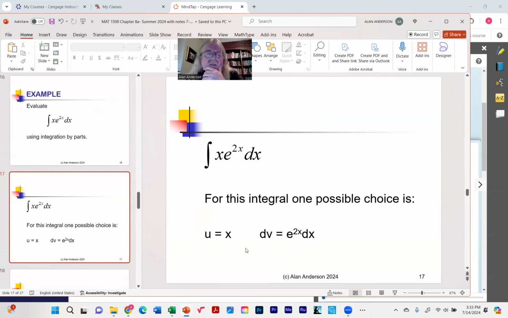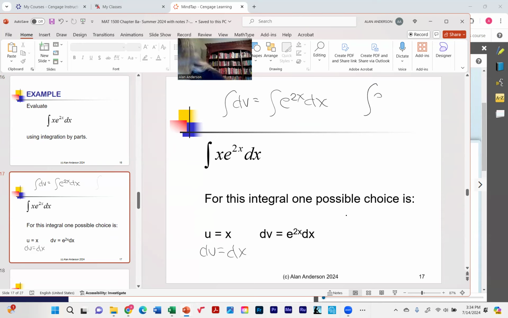And so let's try this. Let's let u be x and dv be the rest of it, whatever's left over, e to the 2x dx. So that means this is the tricky part. Now, this looks very much like e to the u du. And it is, but if u is 2x, see what the problem here is that we need 2 dx.